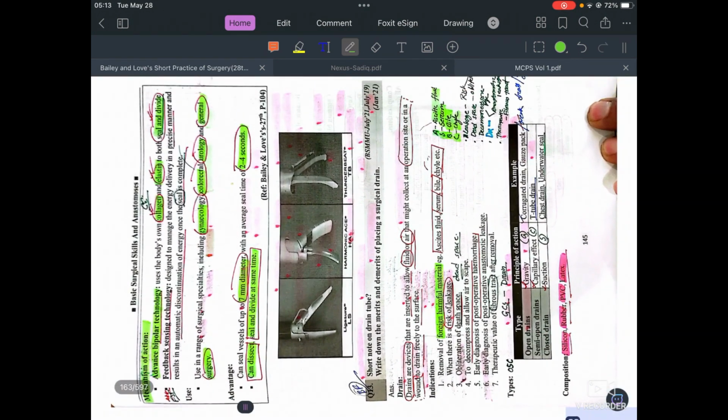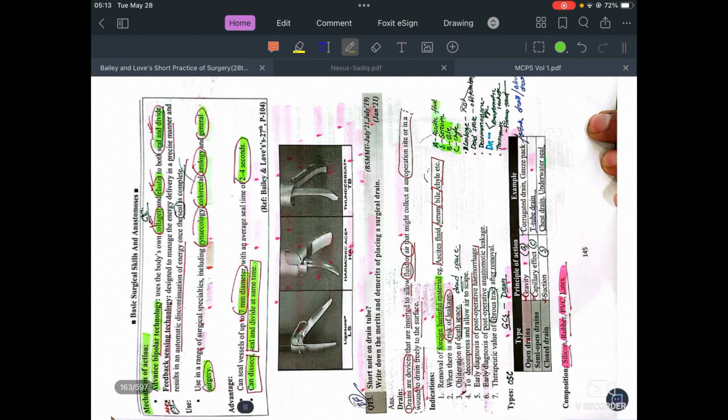Drains are devices inserted to allow fluid or air that might collect in an operation site or in a wound to drain freely to the surface. They remove foreign harmful material such as ascitic fluid, serum, bile, and chyle when there is a risk of leakage, obliterate dead space, decompress, and allow air to escape.